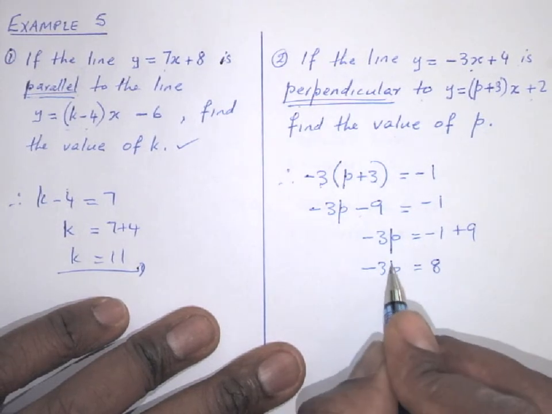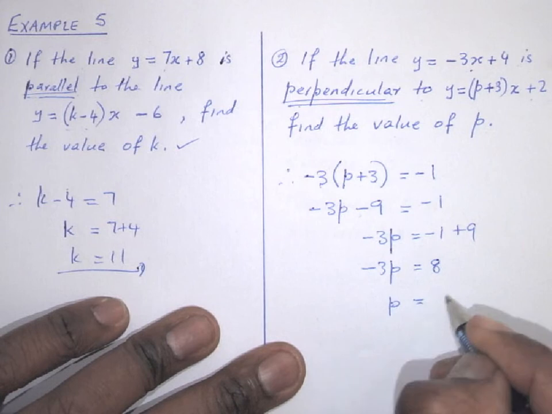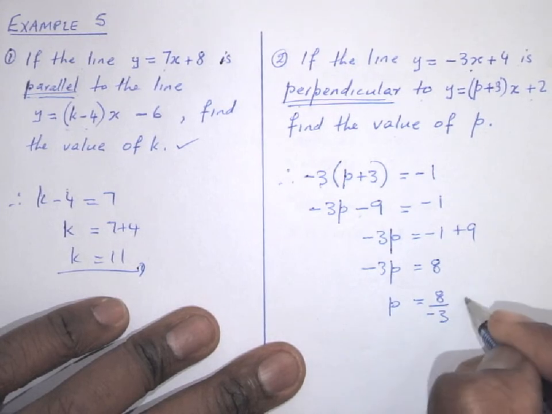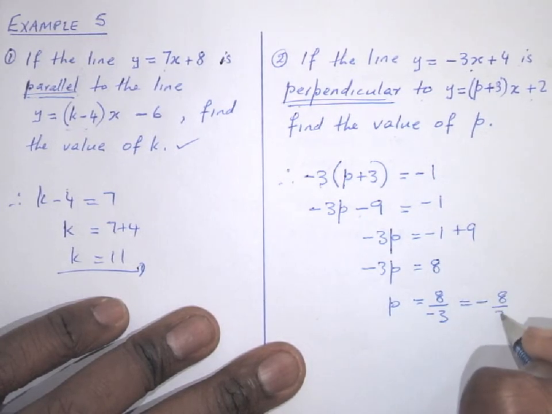So what's the p value? I'll divide by minus 3. So p is equal to 8 divided by minus 3. If you like, you can write it as minus 8 over 3.